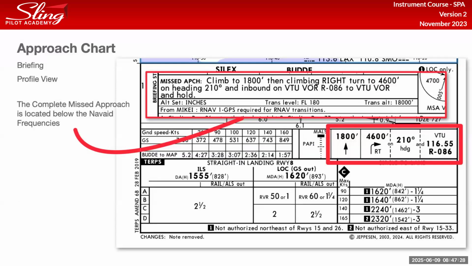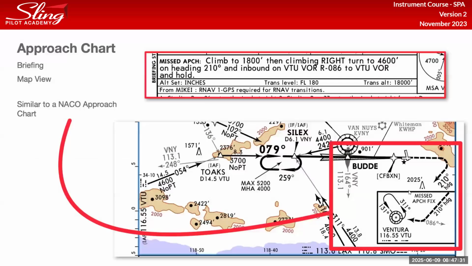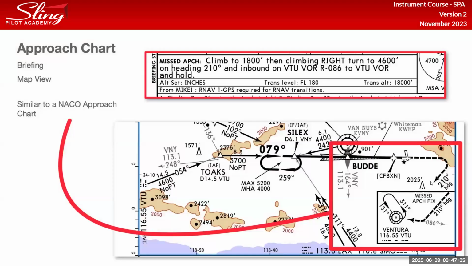Which right here is that. Here's our missed approach, sort of a visual, right? Maybe Ventura VOR is somewhere down here, so there's not enough room to depict it, so they put a little box.